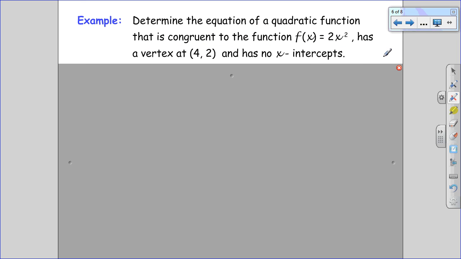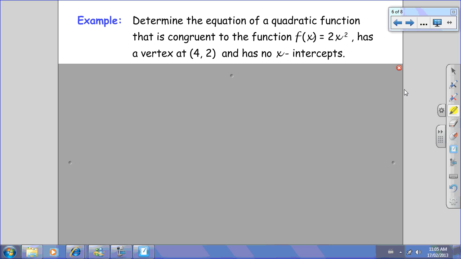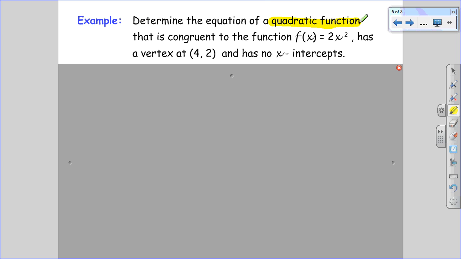Next, we're going to look at the equation of a quadratic function that's congruent to f(x) = 2x², has a vertex at (4, 2), and has no x-intercepts. I'm going to pick up my trusty highlighter again, and I'm going to read it and highlight important information. Determine the equation of a quadratic function. Absolutely, that's important. I need to know I'm not doing a straight line or another function, which we would learn possibly later in 11U if you go there, or we will definitely learn other functions later in the semester.